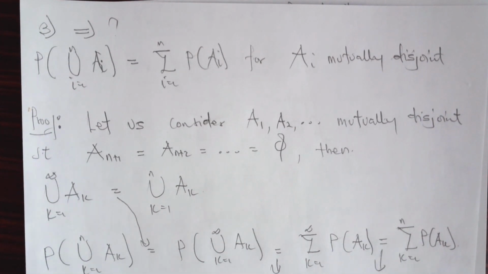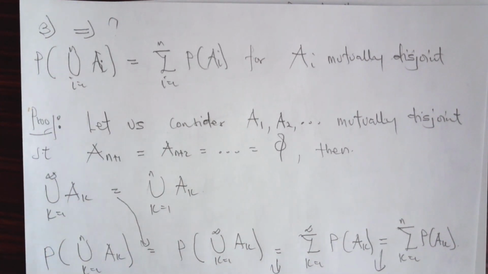So the proof is that we consider A1, A2 up to infinity, which are mutually disjoint. So this implies that if you consider A1, A2 up to An, then we can also take A_{n+1}, A_{n+2} and so on to be the empty set. Then the countable union of the A_k is equal to the finite union of the A_k, since the empty set doesn't contribute anything.